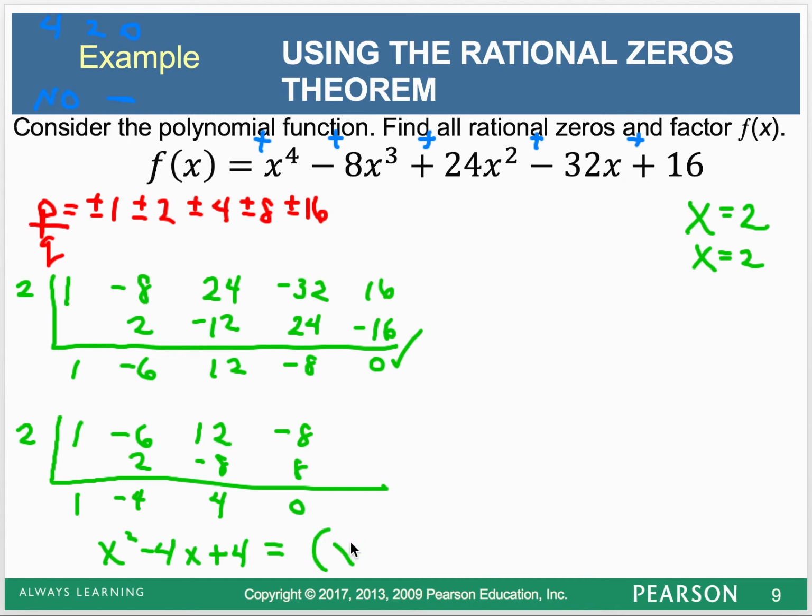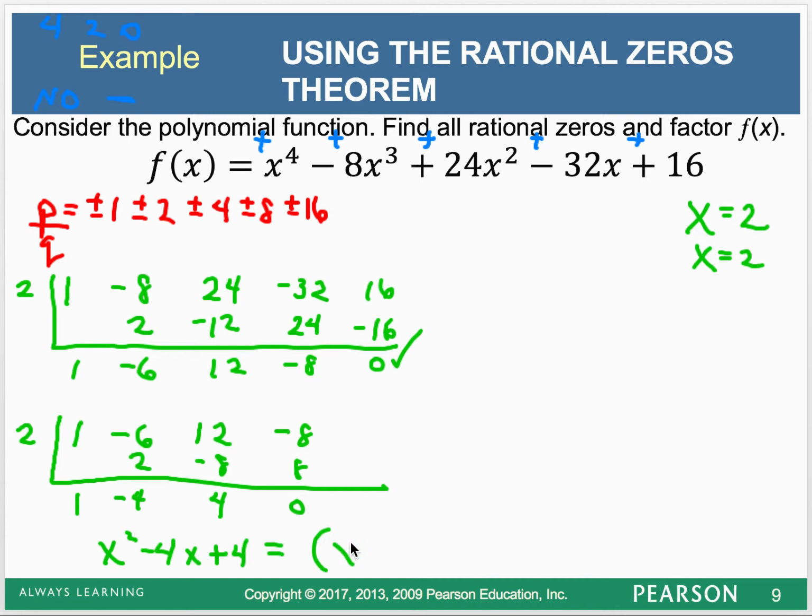So let's look at P's and Q's. P is factors of 16 again. So 1, 2, 4, 8, and 16. Since Q is 1, when I divide them by 1, it stays. So that's my P over Q's for this one. 5, 4, 3, 2, 1. No terms are missing. So we've got 1, negative 6, 14, negative 20, 24, negative 16.